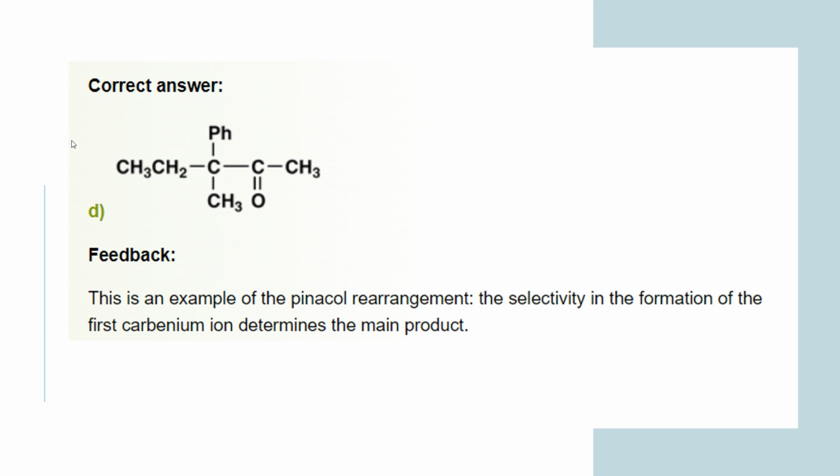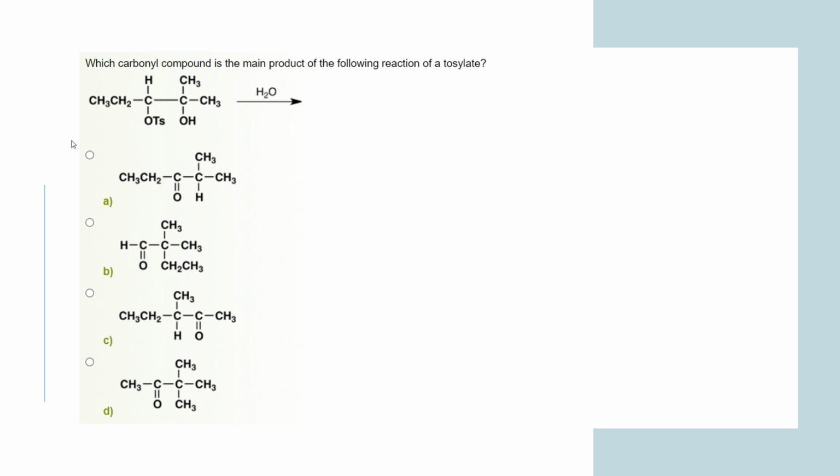So after this, let us move to the next question. This is another example of pinacol pinacolone rearrangement, but in this particular question, you have to now look at the presence of a good leaving group already. Okay, OTS is a very good leaving group. This oxygen, which was initially hydroxyl in the other questions, now this oxygen is linked to a tosyl group.